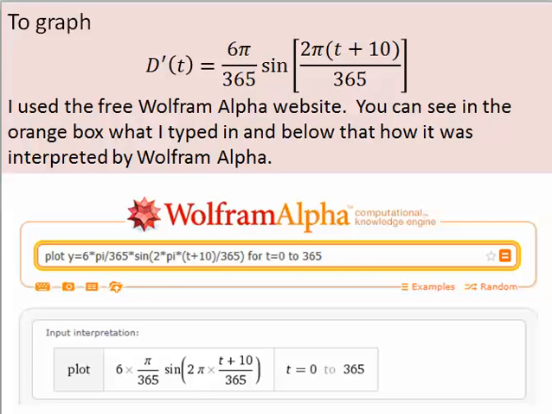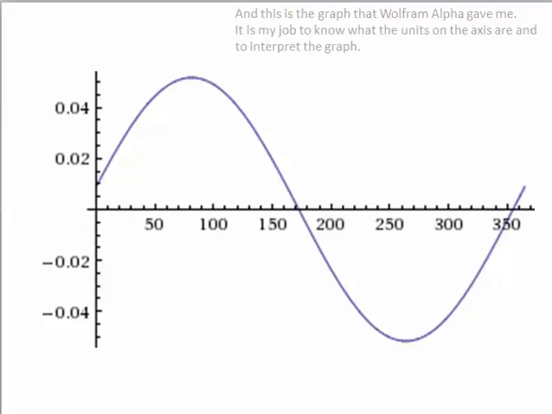As I said, I don't have a calculator on my computer, so I'm just going to use Wolfram Alpha, which is a free website. You can see what I typed in. I told them to plot this function. I had to change it to horizontal notation, which is always a challenge. But they showed me how they interpreted what I typed in, which I really like. It's nice to see if I typed it in right. And this is the graph that they gave me. I'm going to have to interpret what this graph means.